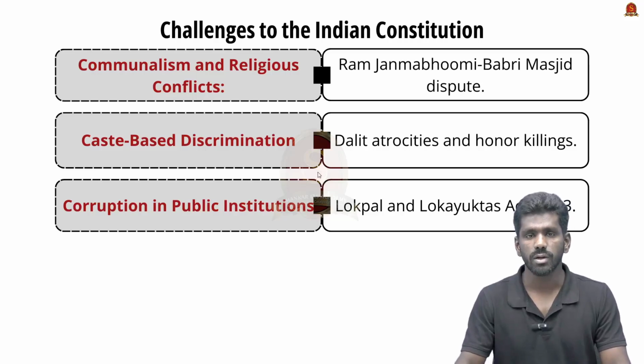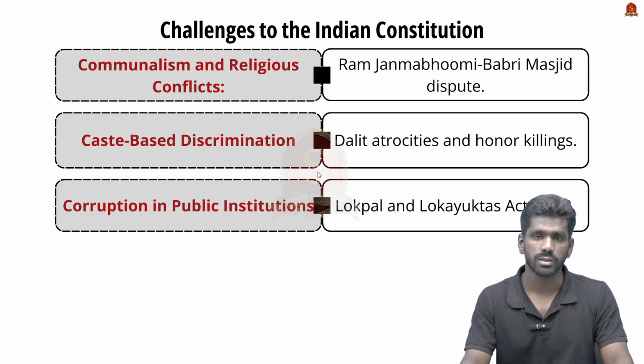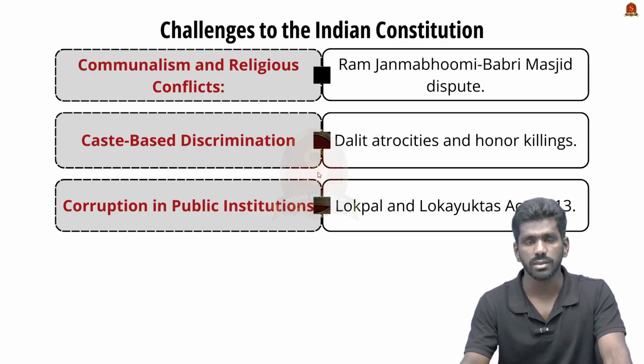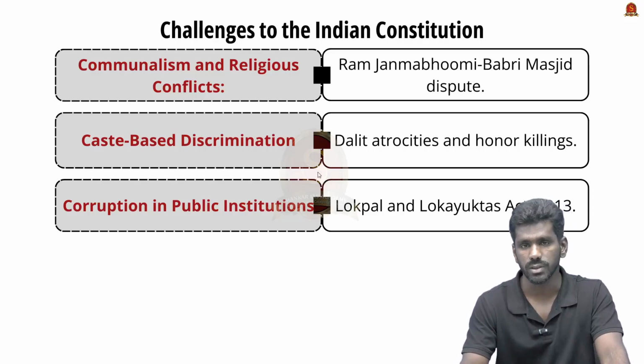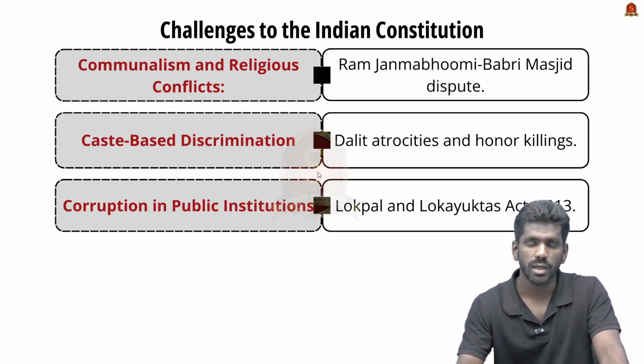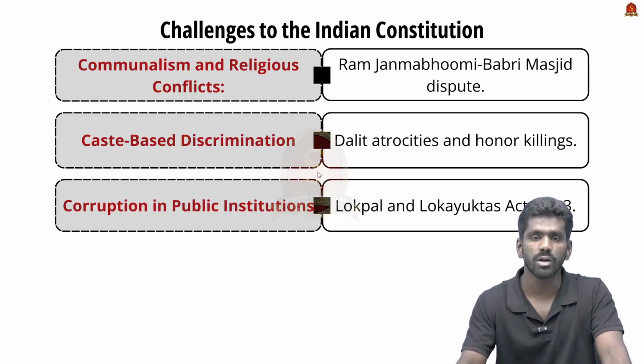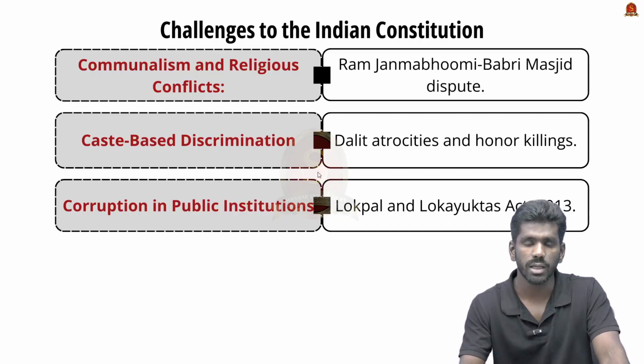Now, what are the challenges to the Indian Constitution? The most important one is communalism and religious conflicts. See, religious tensions can challenge the secular fabric of the Constitution. Next one is caste-based discrimination. See, despite reservations provided in Article 15 and 16, caste-based discrimination still exists in India. Next is corruption in public institutions. Corruption weakens governance and violates citizen rights. Then there are threats to secularism. Growing religious intolerance affects harmony and pluralism. Misuse of laws for political gains is also a threat to constitutional morality.